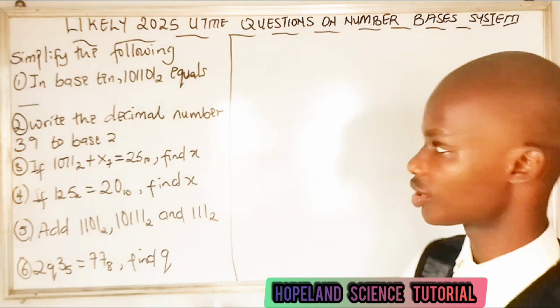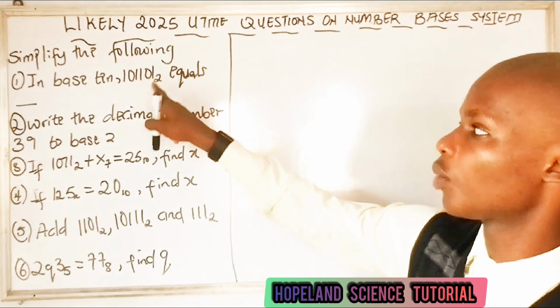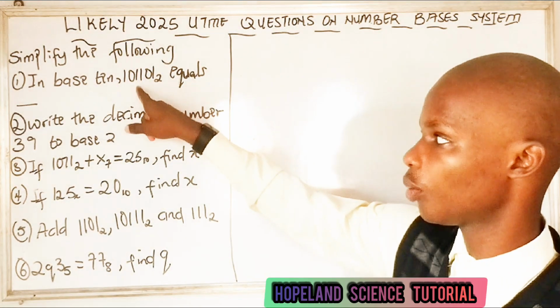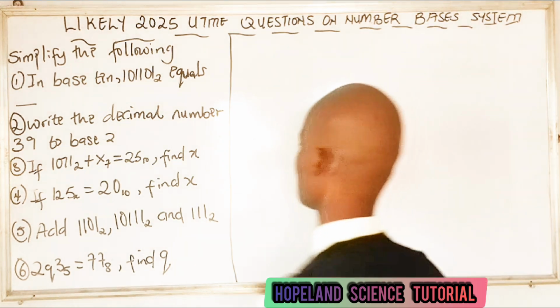So the first question says in base 10, 101,101 base 2 equals dash. So we are going to convert this number to base 10. So it is very simple.